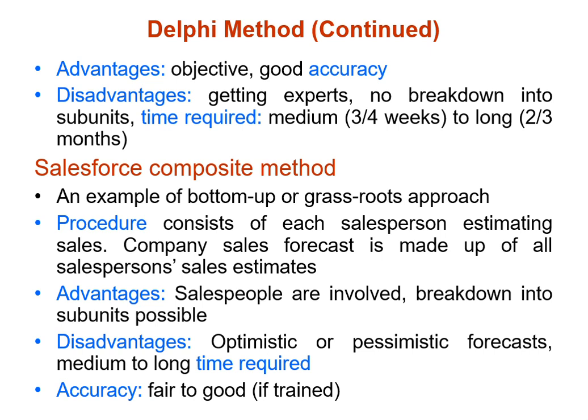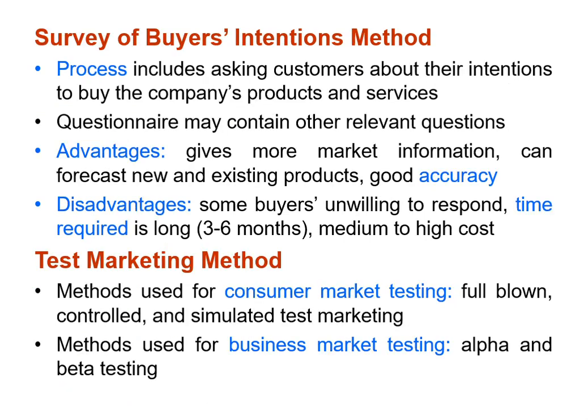Advantages: breakdown into subunits is possible, and the sales force is involved. Disadvantage: the forecast may be optimistic or pessimistic. Medium to long term is required. Accuracy is fair to good.